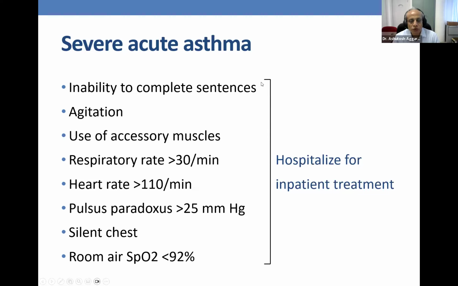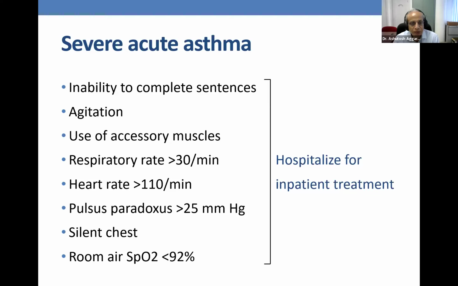So if the patients come to you in exacerbation after having taken their extra doses and not finding any response, the first thing that you will need to decide is whether the patient is sick enough to be hospitalized, or can this patient be managed on an outpatient basis. So there are several important clinical parameters that one can easily assess, which will indicate the need for hospitalization and inpatient treatment.